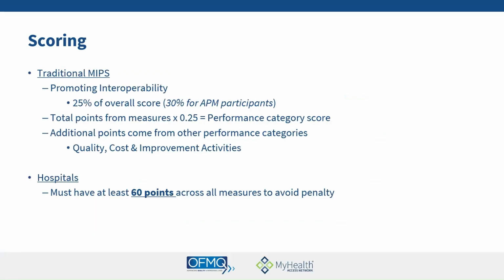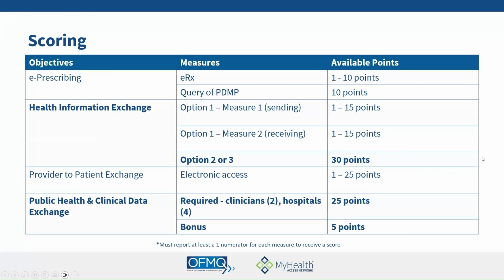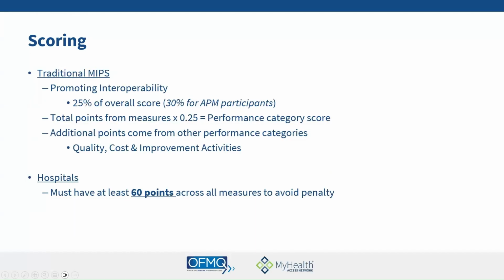So scoring for these programs. For clinicians, and I'll just use traditional MIPS because with ACO scoring and some other alternative models, it can get a little bit more complicated. But for that promoting interoperability program, it's 25% of your overall score. So how you did across these measures, the total points that you get, you would multiply by 0.25, and then that's going to give you your performance category score. So again, this is one piece of the pie. For clinicians, your additional points will come from your quality categories, cost, and improvement activities.